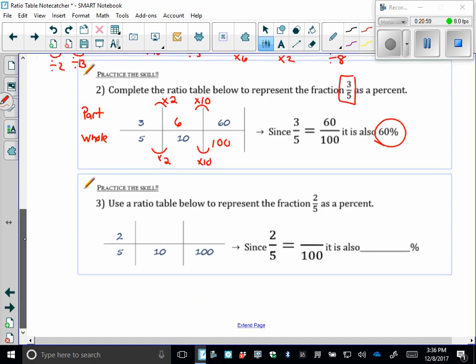So Blake, demonstrate that skill right here. So how did I get here? You multiply by 2. Good. So what would be up here? 4. Good. But I want percent, so I need a per 100. So how do I get to there? Multiply by 10. So what would I have here? 40. So we know that 2/5 is equal to 40%. 40 out of 100, which is 40%.